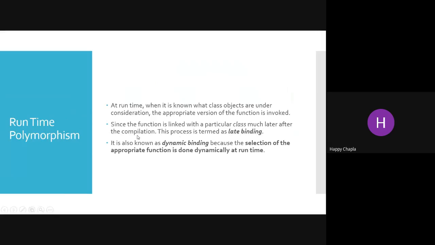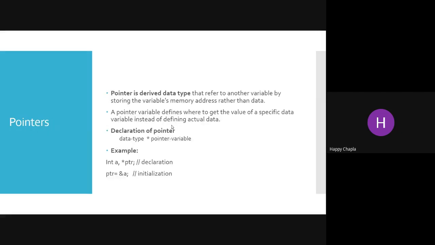Okay, so runtime polymorphism means the dynamic binding process, the late binding process. At runtime, when it is known what class objects are under consideration, the appropriate version of the function is invoked. So we have two or more functions in the same program, and which function needs to be called is decided at runtime. That process is known as runtime polymorphism.